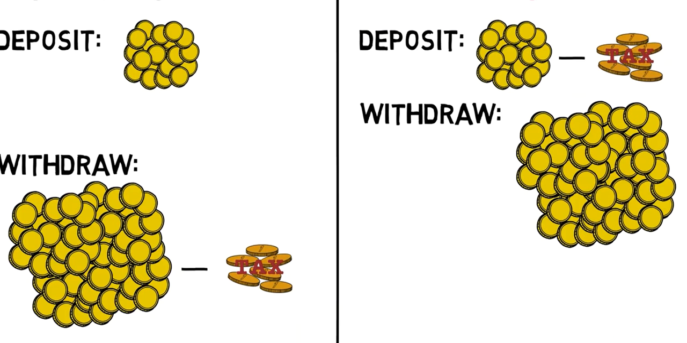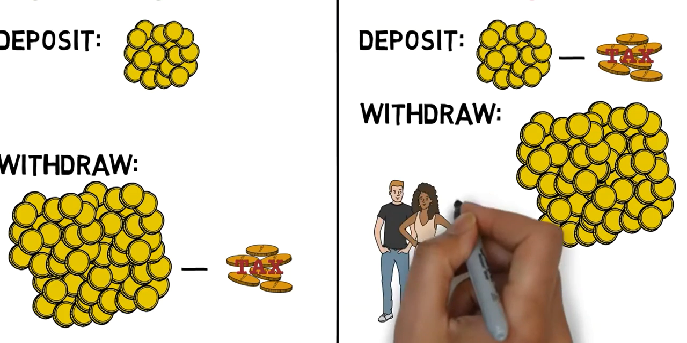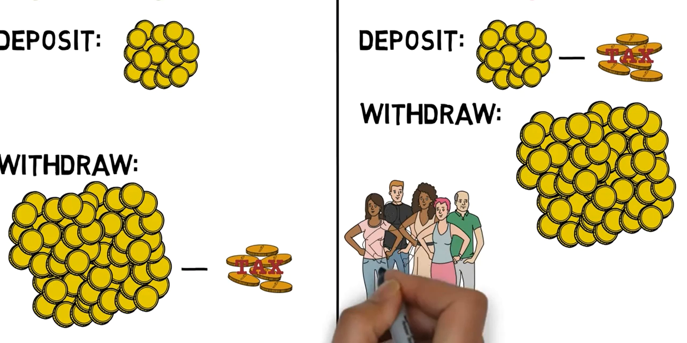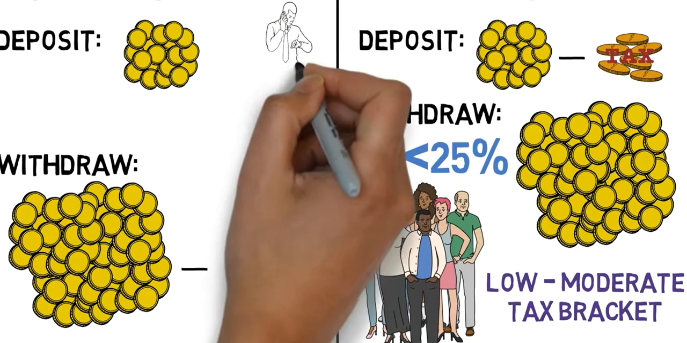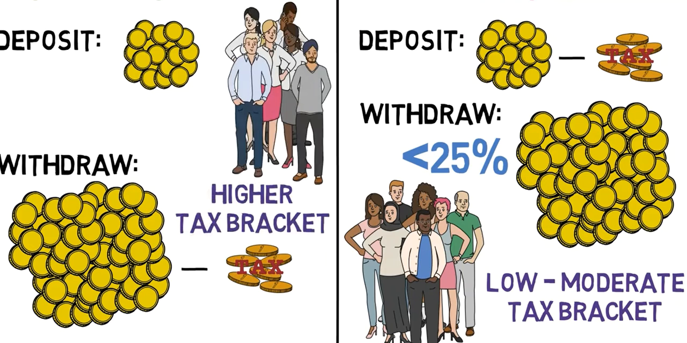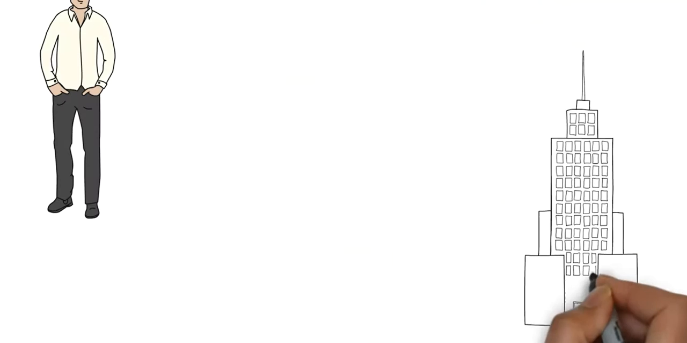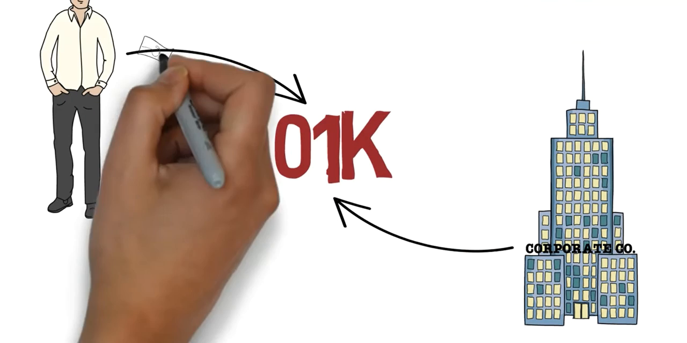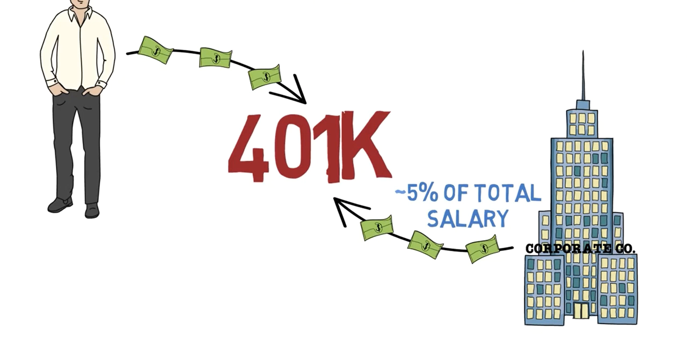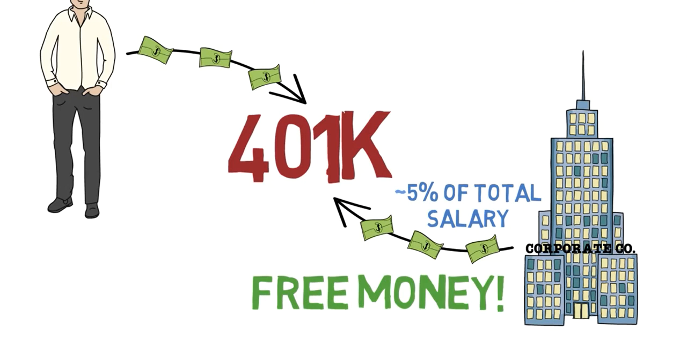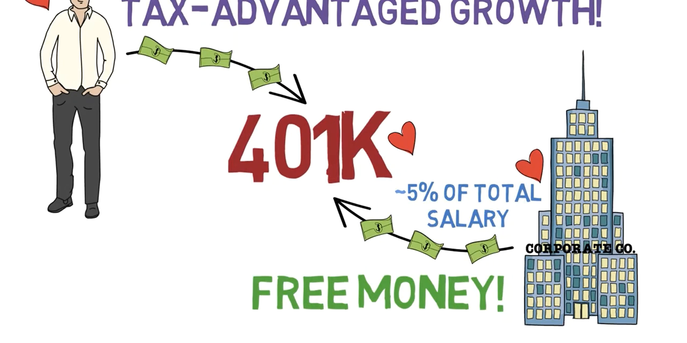So which one should you choose? Well, as the math turns out, Roth 401ks are perfect for most people, especially for those in a low to moderate tax bracket, like 25% or below. In contrast, traditional 401ks are generally better for those in a higher tax bracket. In either case, your employer may match your contributions up to a certain amount, like 5% of your total salary. Sounds pretty great, right? After all, free money and tax advantage growth. What's not to love? Well, a few things.